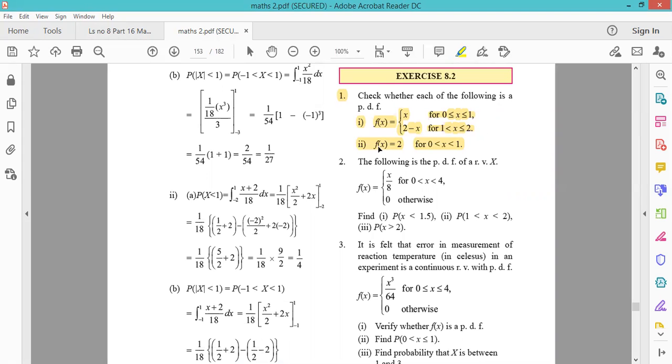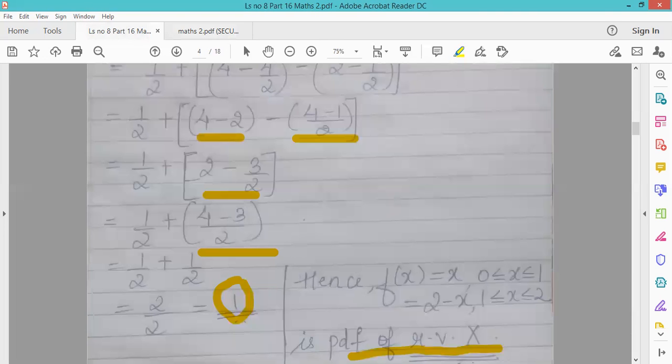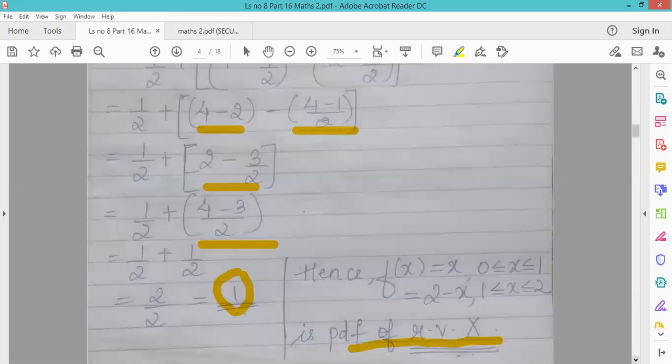Moving on to the second one, f of x is given to be 2. And the condition put is 0 less than x less than 1. So that means we can take the integral as 0 to 1. So let's have a look how to solve this particular sum.